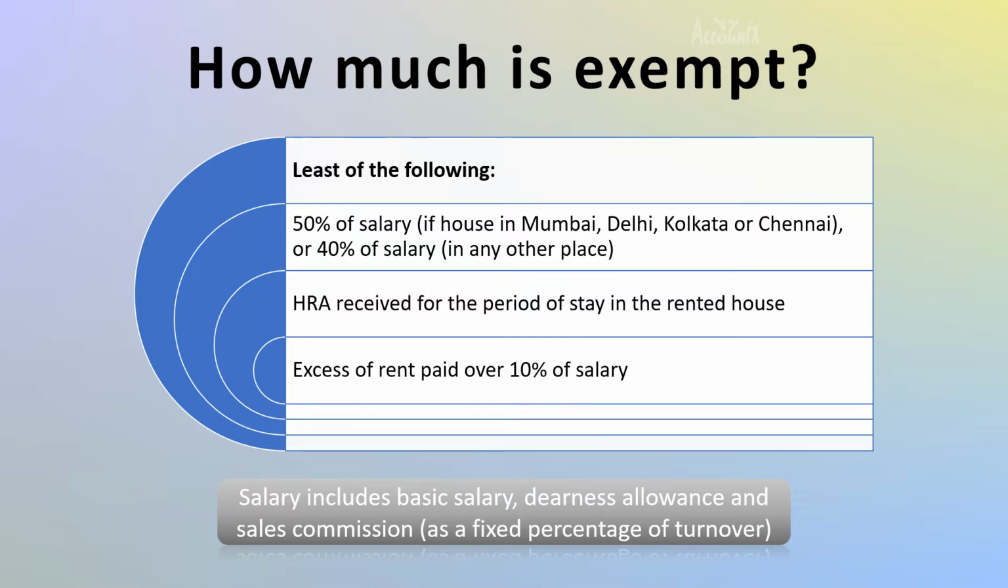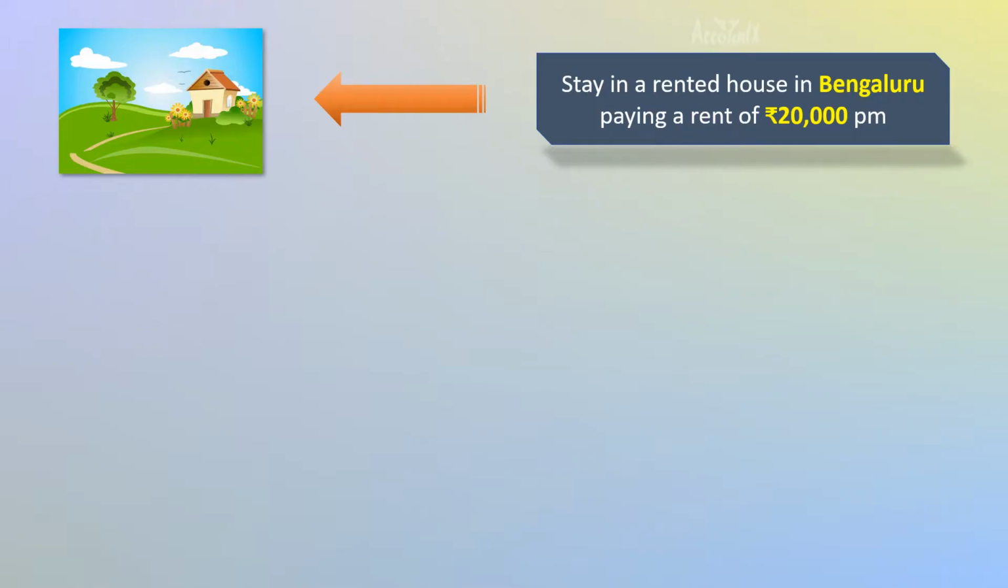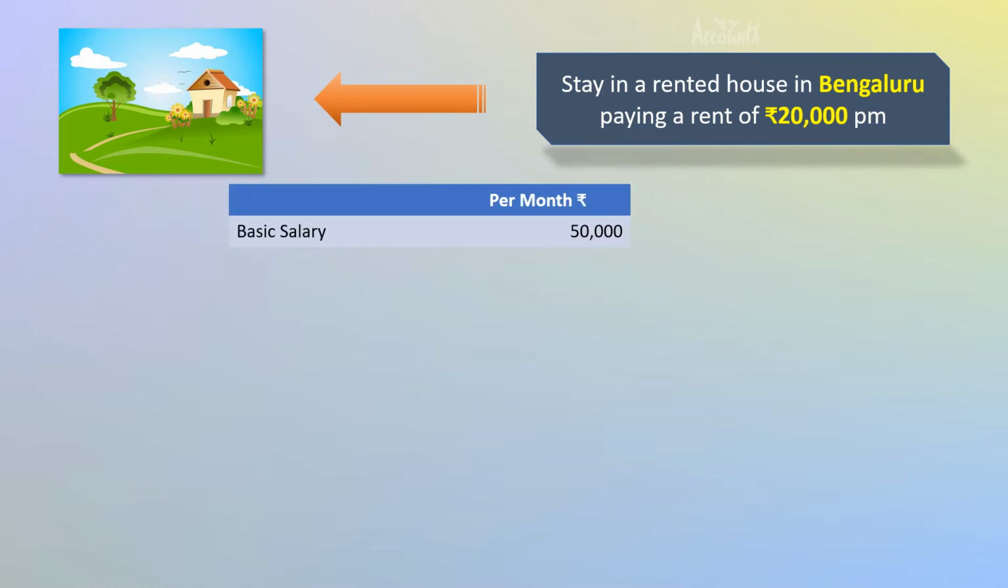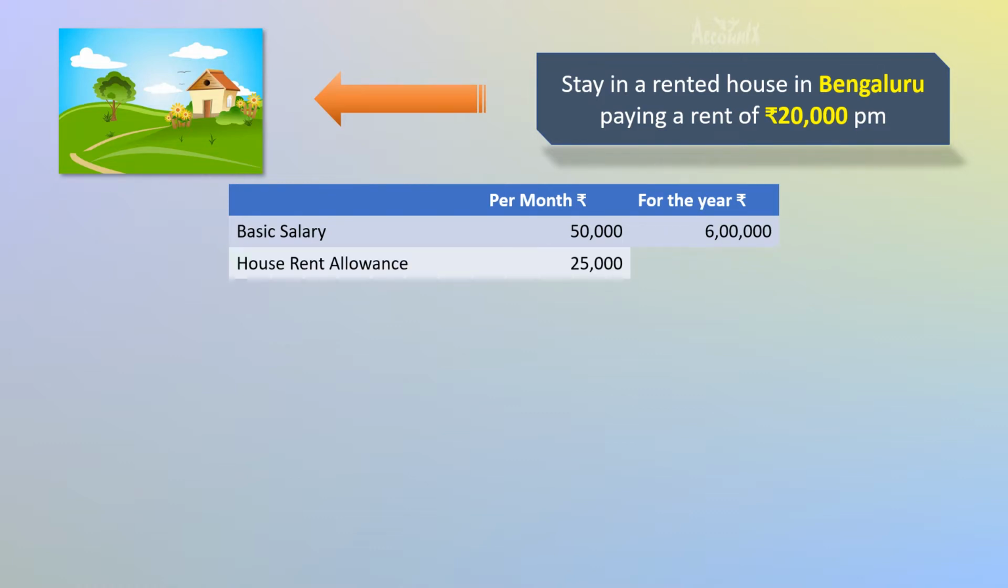Salary here includes basic salary, dearness allowance, also known as DA, and sales commission as a fixed percentage of turnover. To understand this better, let's say you stay in a rented house in Bengaluru paying a rent of 20,000 per month. Let's assume your basic salary is 50,000 per month, so for the year it is 6 lakh. Let's assume you receive house rent allowance of 25,000 per month, so for the year it is 3 lakh, and you pay rent of 20,000 per month, so for the year it is 2.4 lakh.